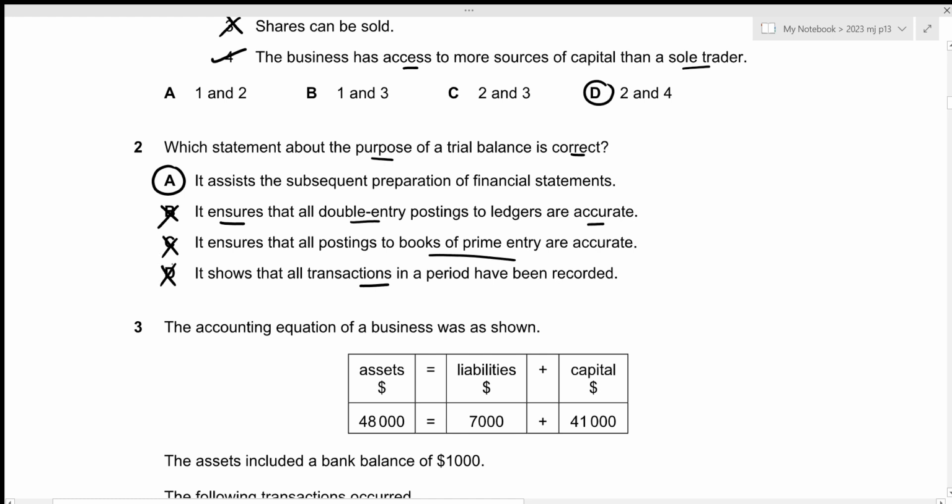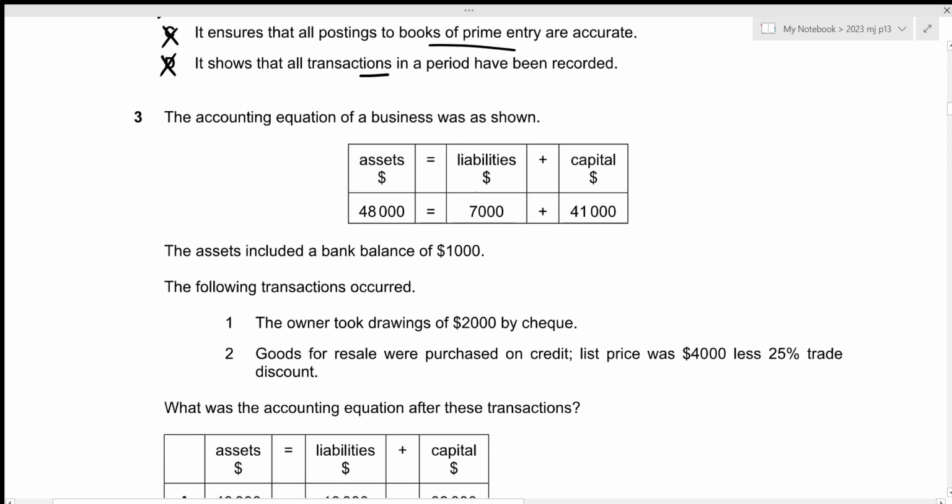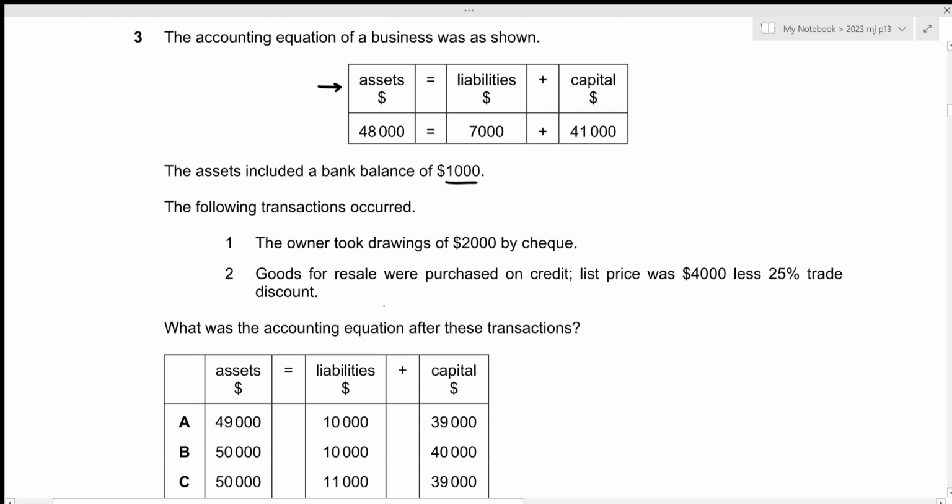Let's move towards the third question. The accounting equation of a business was as shown, where given assets equals to liabilities plus capital. This is our accounting equation. And the assets included a bank balance of 1,000. Okay, the following transactions occurred. Now we need to figure out the accounting equation after these transactions. Okay, so we have 48,000 equals to 7,000 plus 41,000.